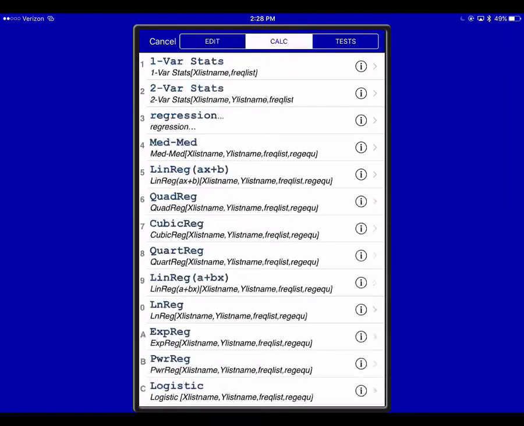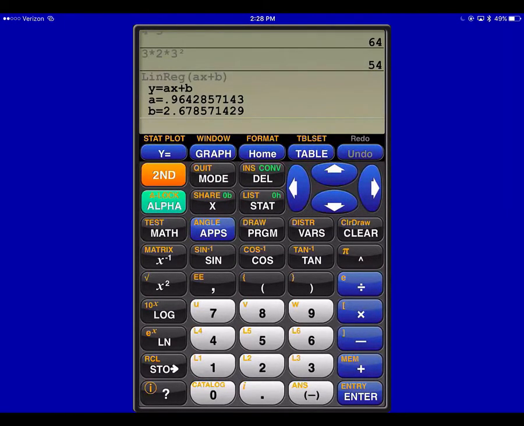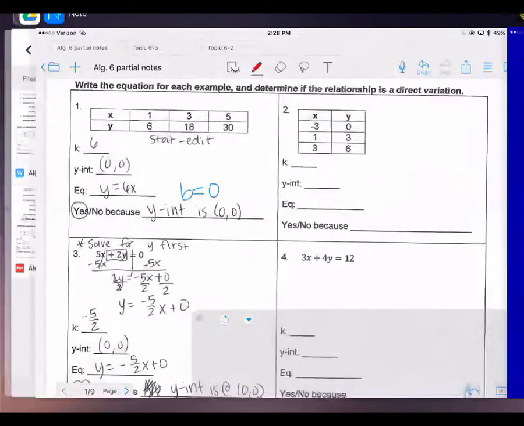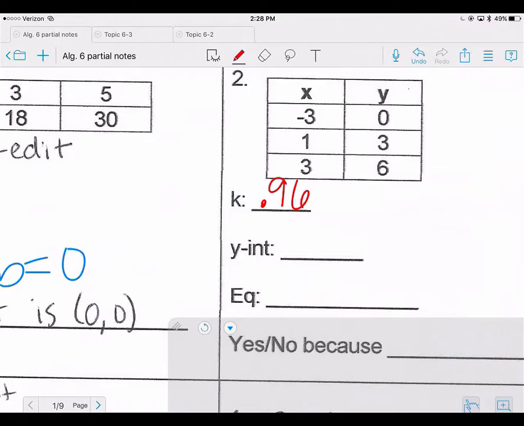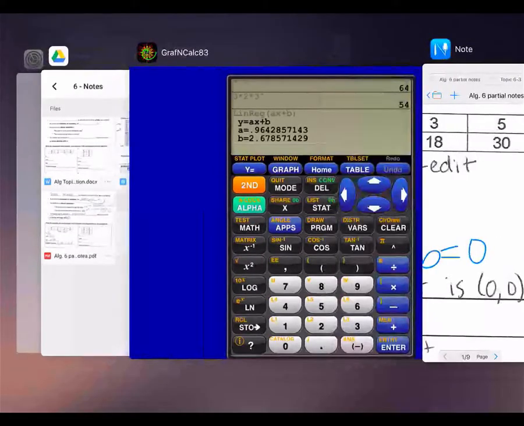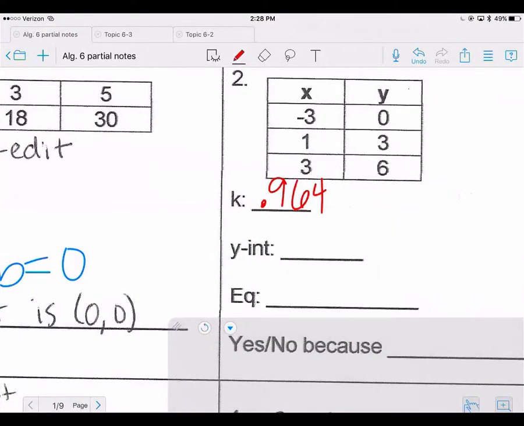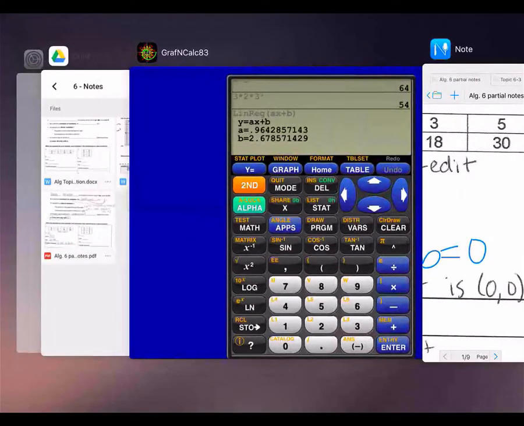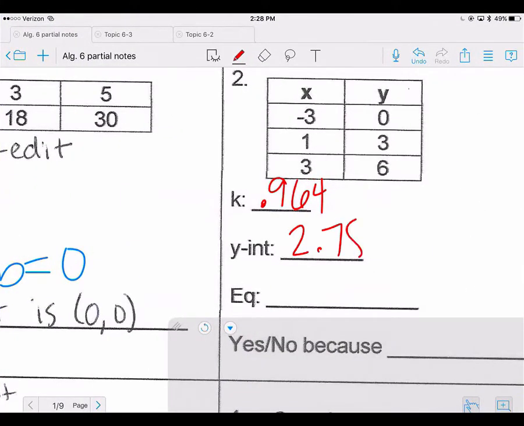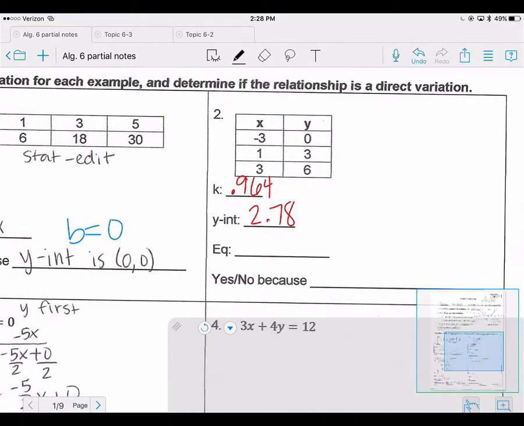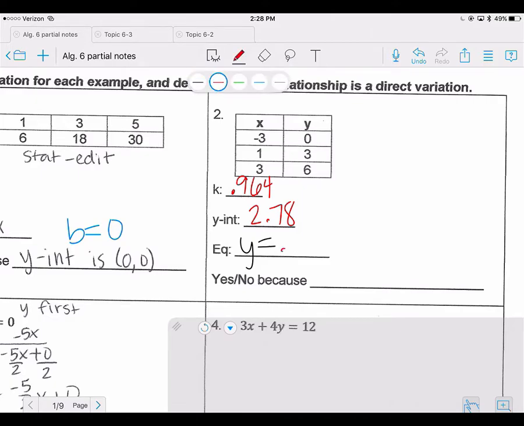Then I click stat calc 4, and this is what I got. Now I'm just going to round because when I try to type this in for a fraction, it turns out really ugly. So 0.964, and my y-intercept is 2.78. I'm not really paying close attention to that because that's really all I need. So my equation is going to be my k value with x, and then my y-intercept follows.